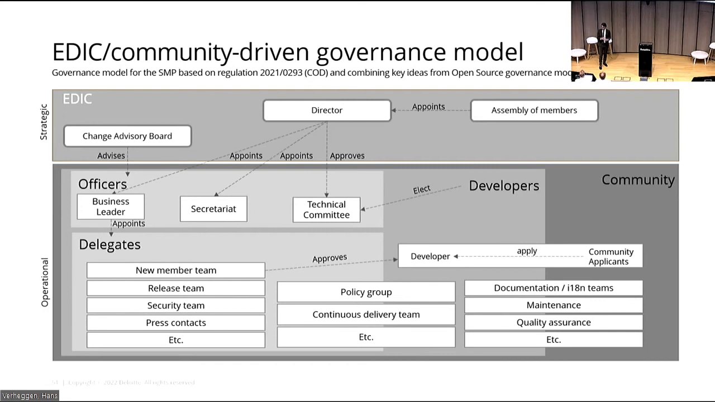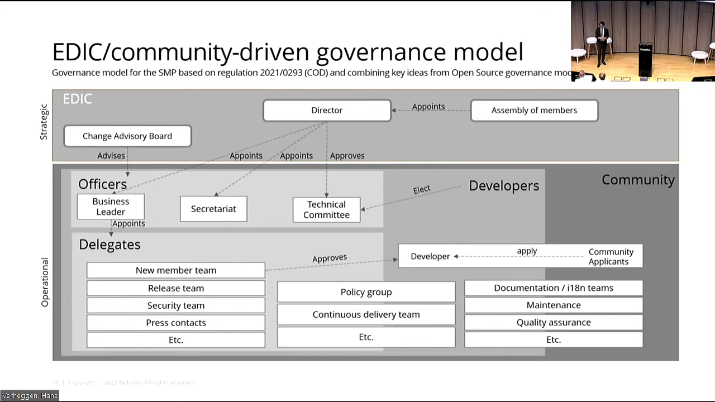It's appointed by the Assembly of Members, and in the Assembly of Members, we have member states, the Commission, international organizations, and private entities. And this Assembly of Members prepares the strategic vision, the strategic objectives and the vision of the project. Then we have a change advisory board. It's the same board as we had in the previous one, which advises the director and the officers on decisions that need to be taken.